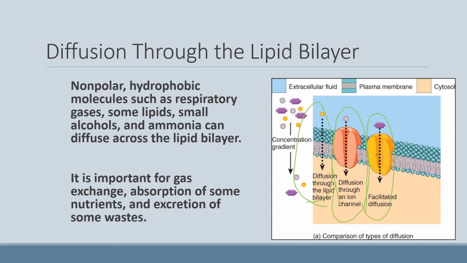Again, diffusion is an important component for us in terms of gas exchange, absorption of some of our nutrients, and also excretion of some of our wastes. Okay, so again, we've talked about movement of things into the cell. This can also be the process that allows things to leave the cell, whichever the concentration gradient favors.